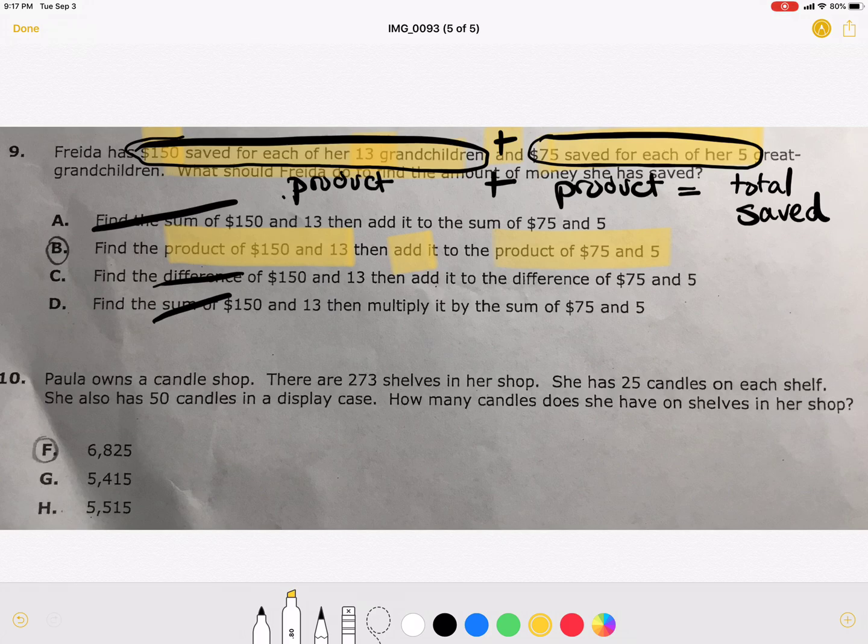So we don't have to, for this particular question, go and find the key question, because they actually just say it right here. How many candles does she have on shelves in her shop? Cool. So the only thing we need to worry about then is that there are 273 shelves and there are 25 candles in each shelf.